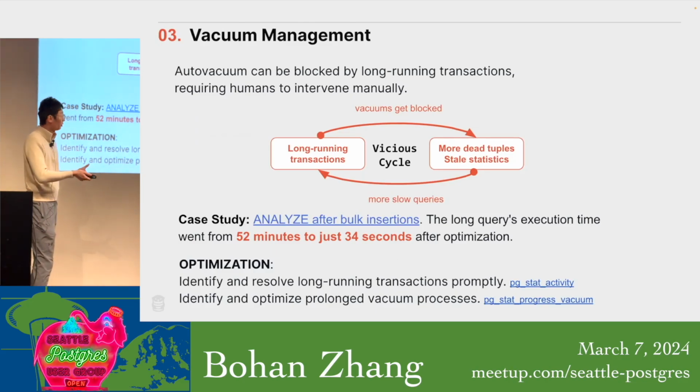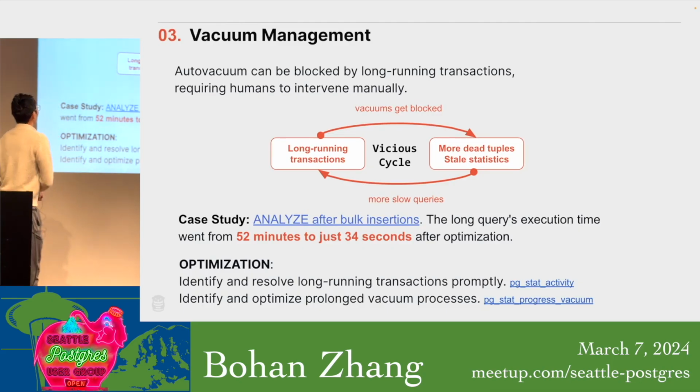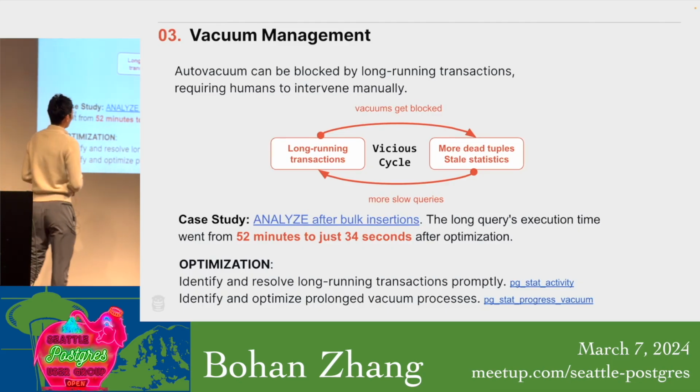To solve this issue, we need to run ANALYZE manually. ANALYZE will manually update the statistics. For every bulk insertion, we should run ANALYZE manually to update statistics on time. After doing this, the long query's execution time went from 32 minutes to just 34 seconds after optimization. So this is a real-world example.